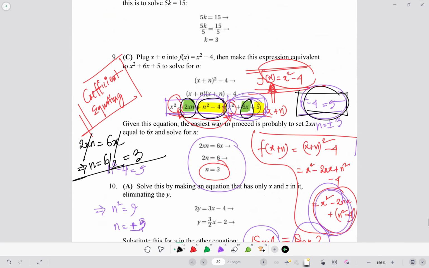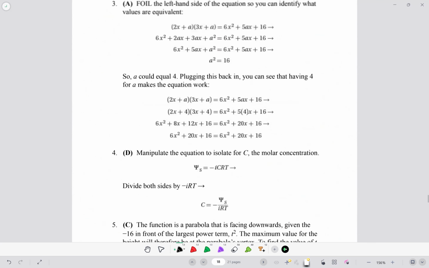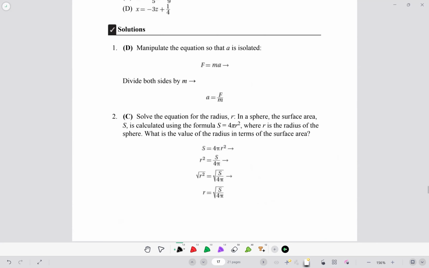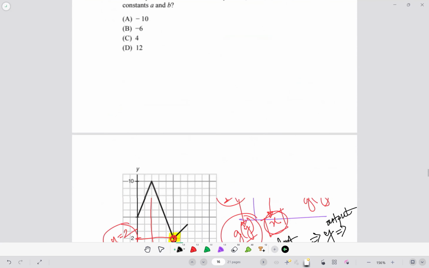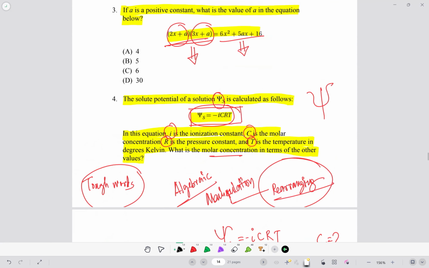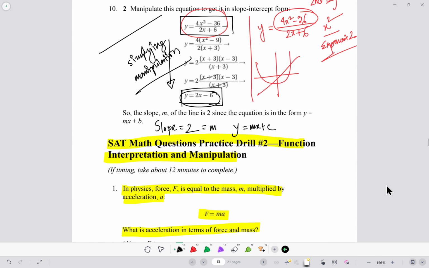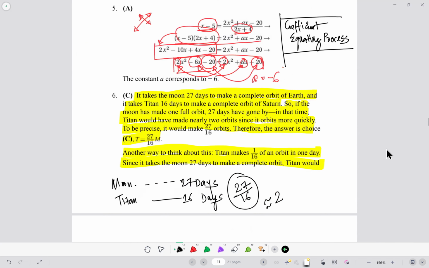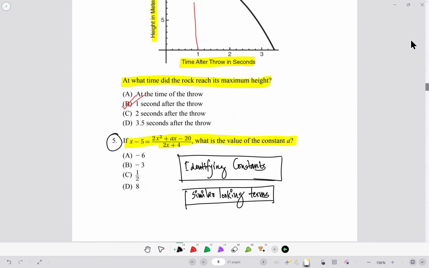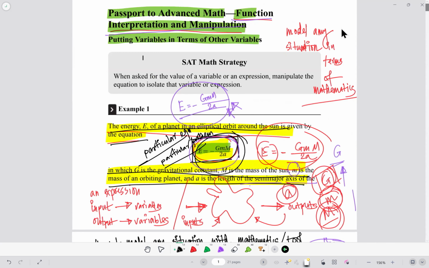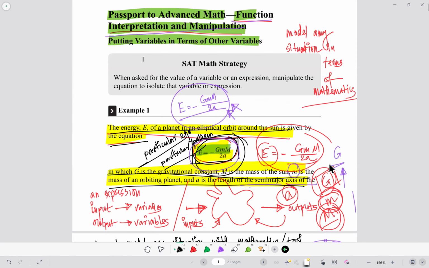We are done. This chapter is gonna end here. So I think we don't have any problem. We have solved every single problem that is possible for us to solve. And this is how our chapter ends. This is the end of the chapter on function, interpretation, and manipulation. Thank you so much.